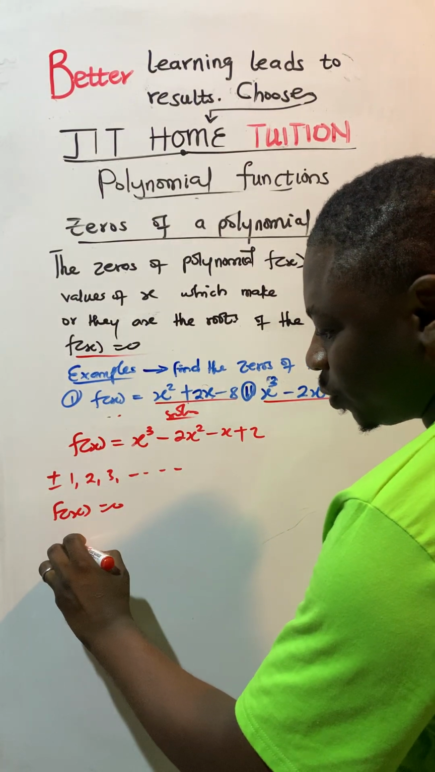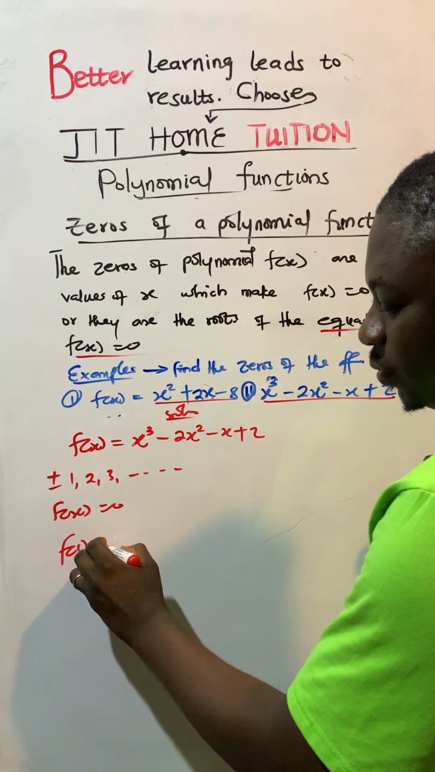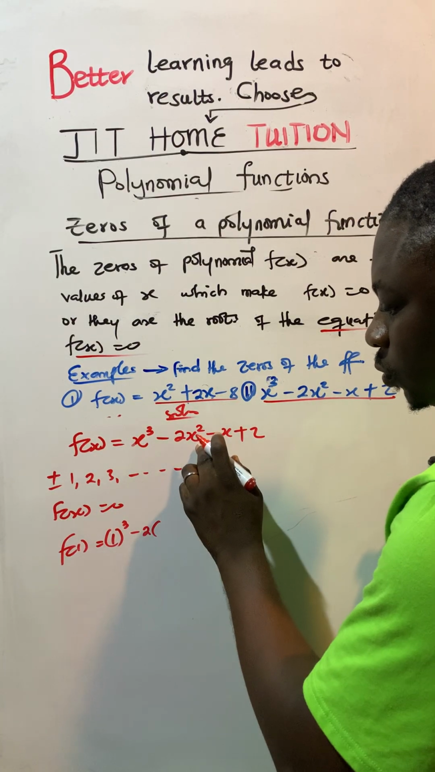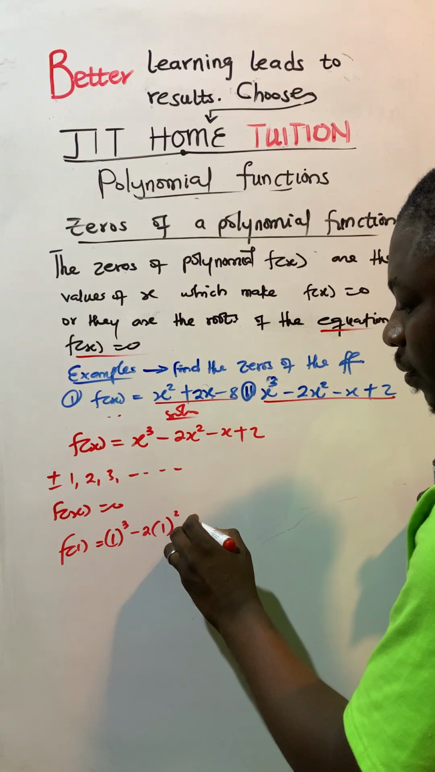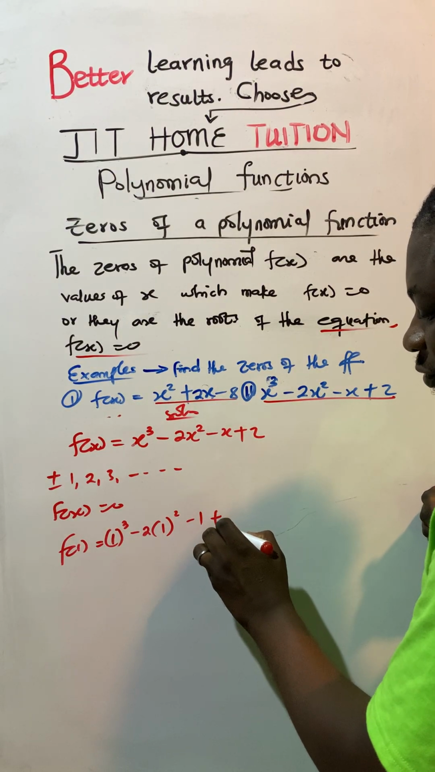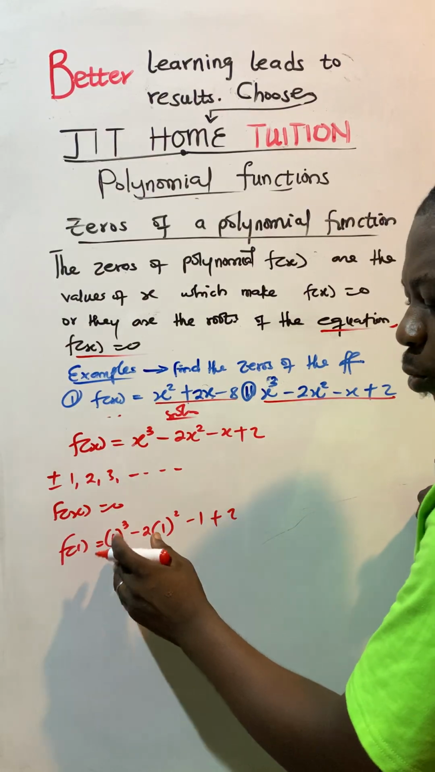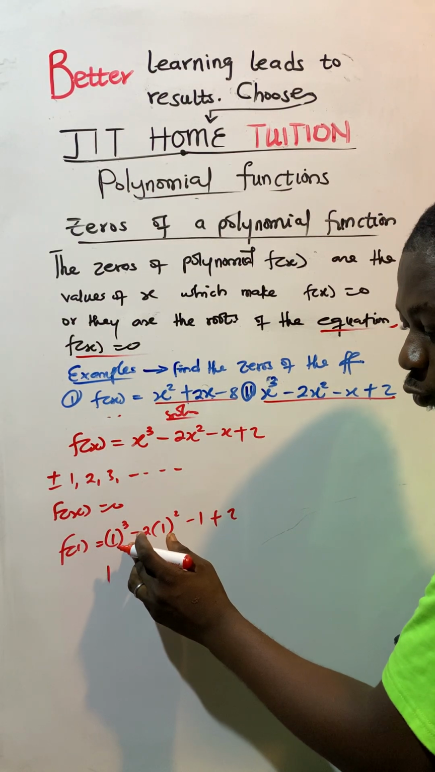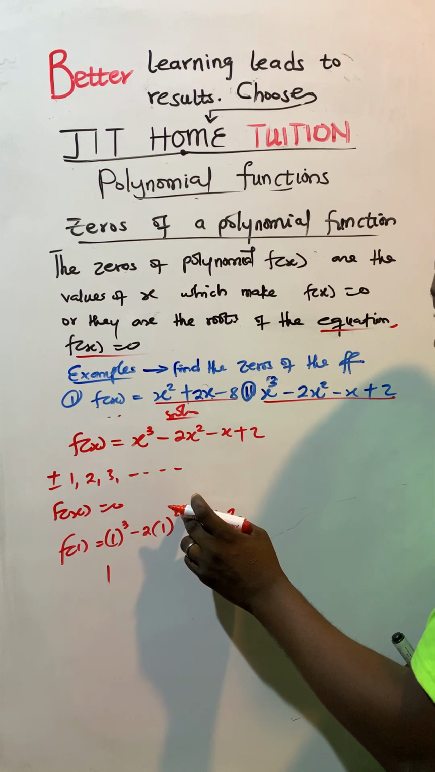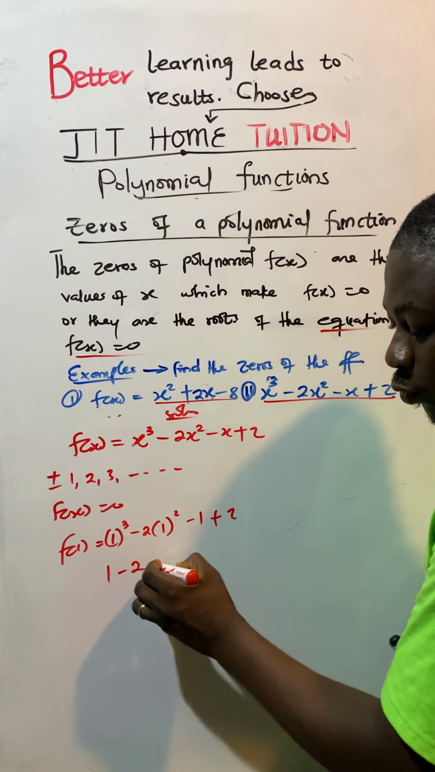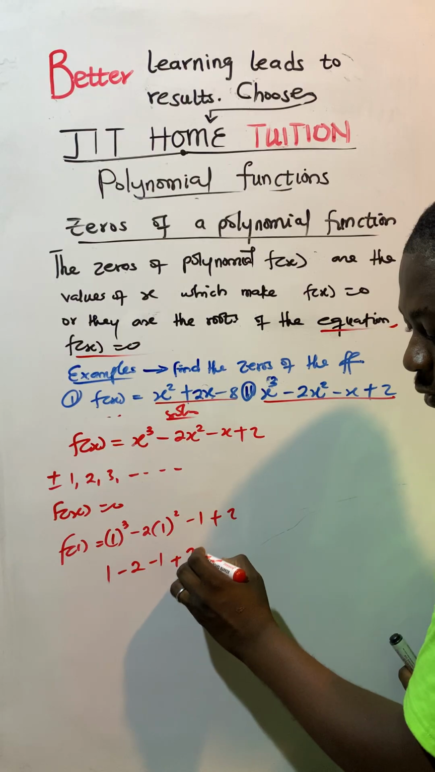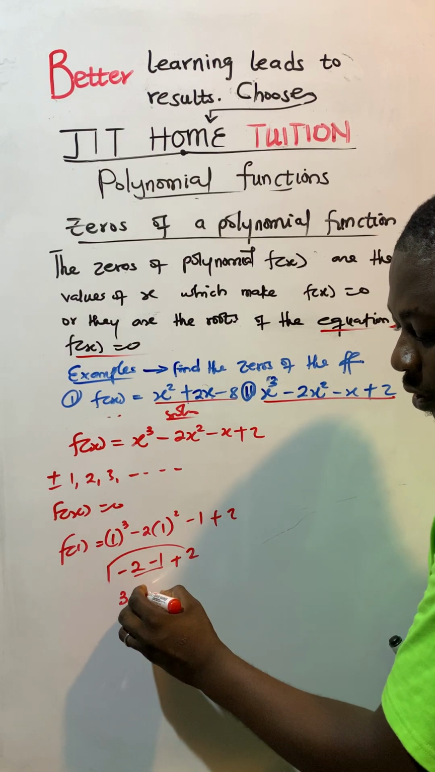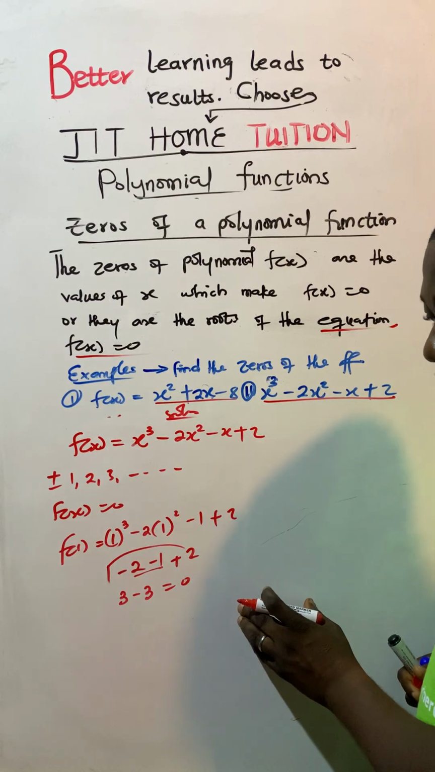So positive 1, when f of 1 is equal to 1 cubed, then you have minus 2, what do you have? That is 1 squared. Then you have minus 1, plus 2. Now, here 1 times 1 times 1 will still be 1. And negative 2 times 1 squared, you still have negative 2. And you have negative 1 plus 2. So positive, positive, that will give you 3. Negative, so you have negative 3. And that gives you 0.